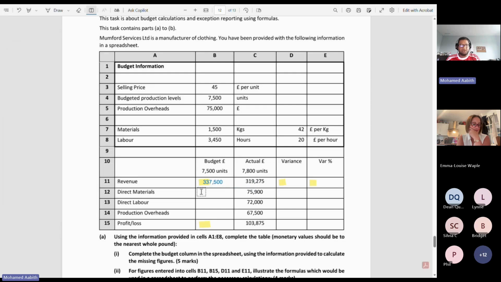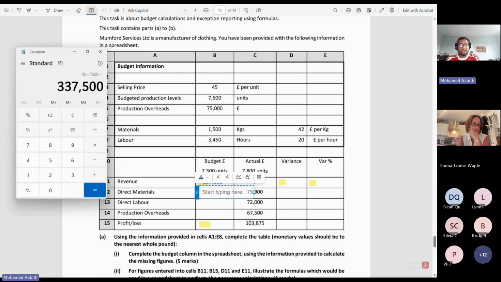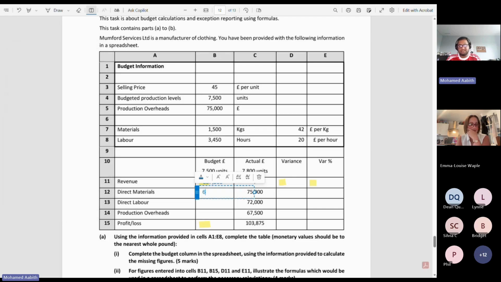Now the next one is your direct material cost. The total direct material in that case is 1,500 times 42 per kilogram, which is 63,000 pounds. In the exam, if you format it, it will automatically come up with that number.